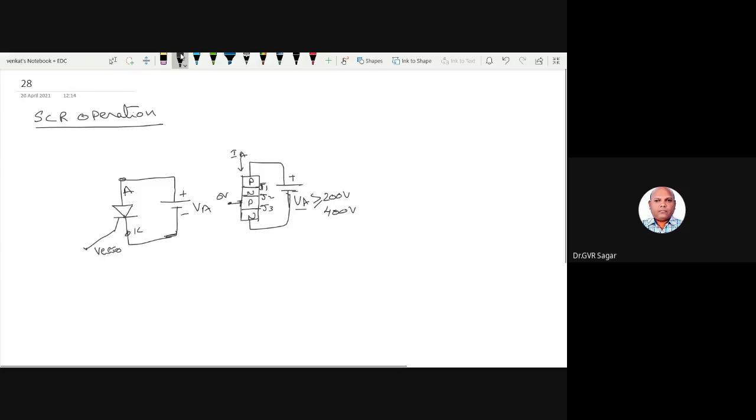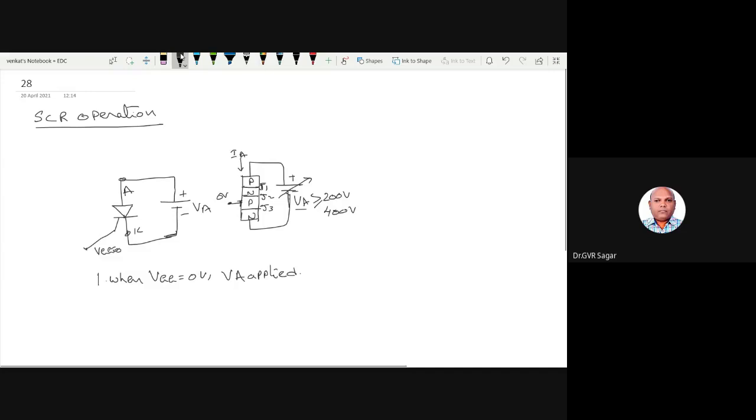This is one type of operation. The first operation is when VGG is equal to 0 volts and VA is applied. I am not applying any voltage at the gate, so only the VA voltage is applied, and it goes on increasing: 10, 20, 30, 40, 50, and so on.